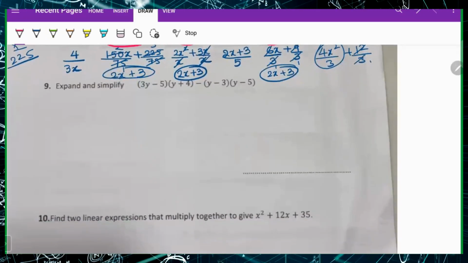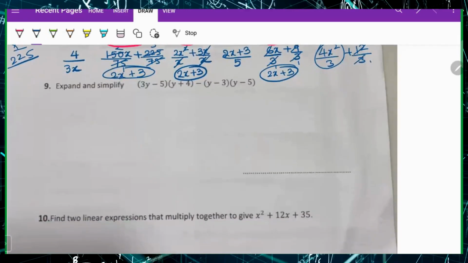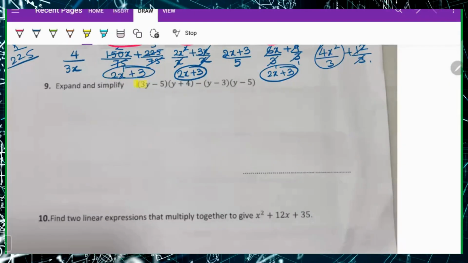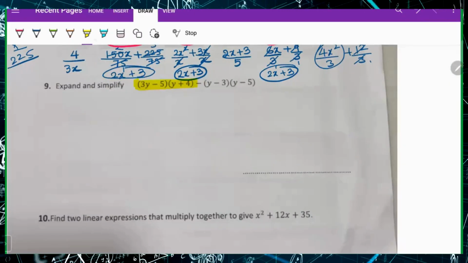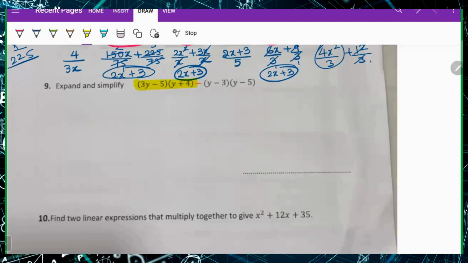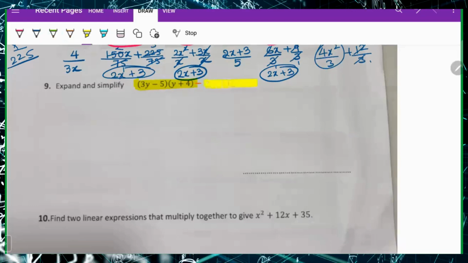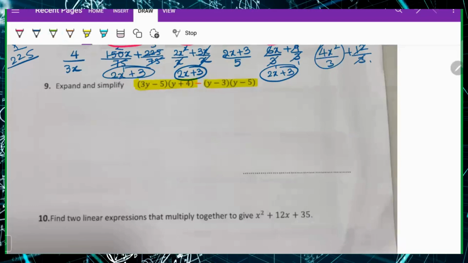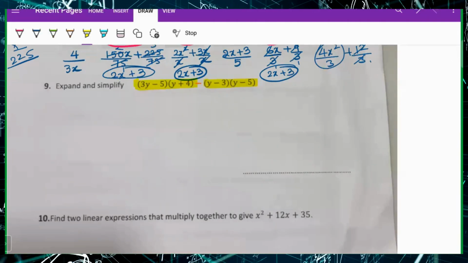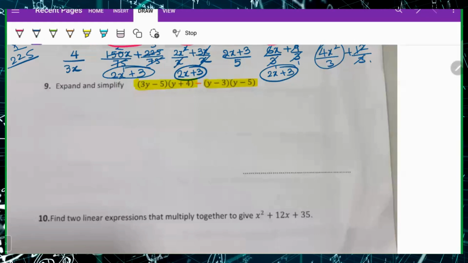Now, it says expand and simplify. Again, these two are to be multiplied. Then there is a minus sign in between. Okay. And again, these two are to be multiplied. So I will first do the first highlighted one. Then I will do the second one, and then I will subtract them to make the work easy.